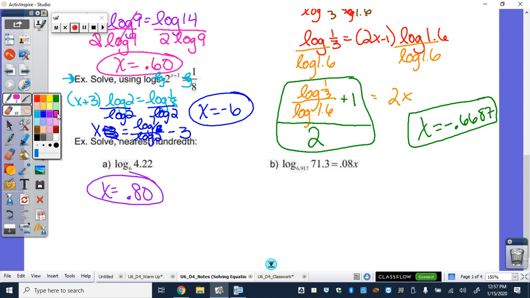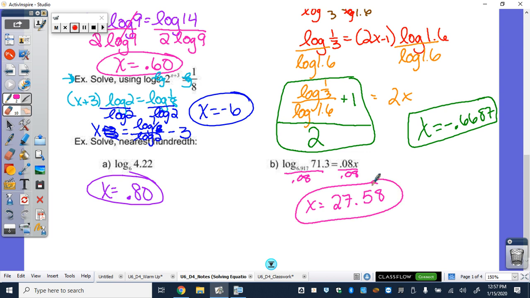For letter B, what's the one thing we have to do? Divide by 0.08. So you could use your log base for the top part and then divide it by 0.08. And you hopefully get 27.58.